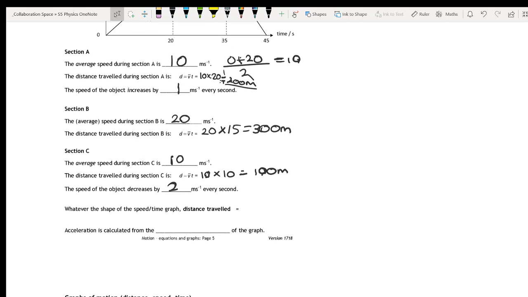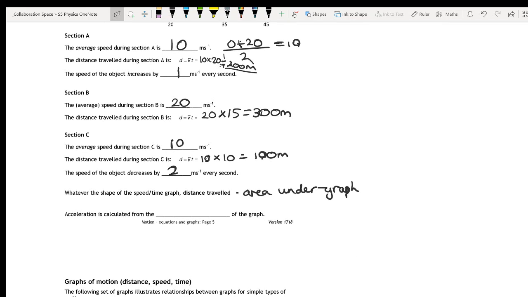And whatever the shape of the speed time graph, the distance travelled is the area underneath the graph. And acceleration is calculated from the gradient of the graph, because the acceleration equation is actually the gradient, v minus u over t.